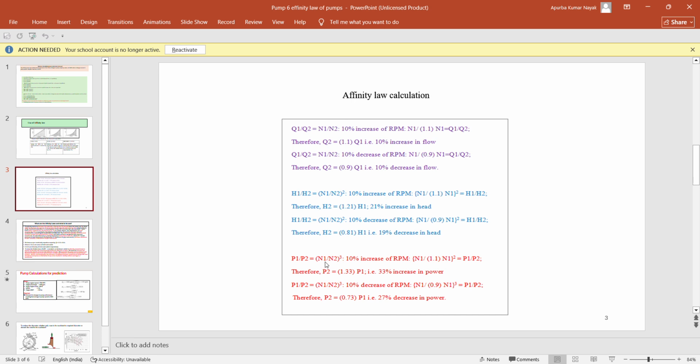Similarly, for power requirement, it will be to the power cube. 1.1 to the power cube means a 33% increase in power, and for a 10% decrease, 0.9 to the power cube means 0.73, that means a 27% decrease in power. So how these 27%, 33%, 21%, 19% and 10% have come, I have already explained in this picture, in this calculation. It is very easy to understand.